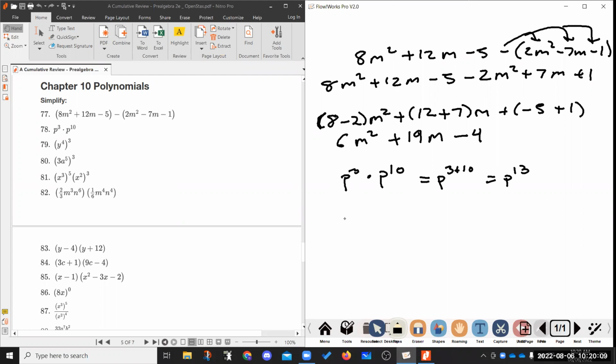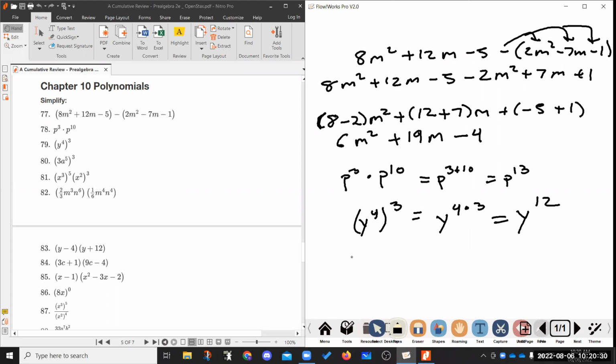And our next problem asks us to raise a power to a power. So that's going to be y to the fourth raised to the third. And to raise a power to a power, we multiply the exponents. It's going to be y to the 12th.